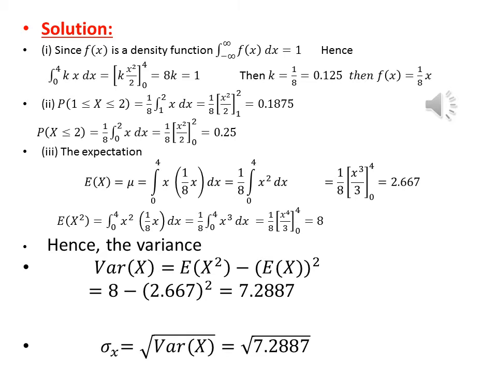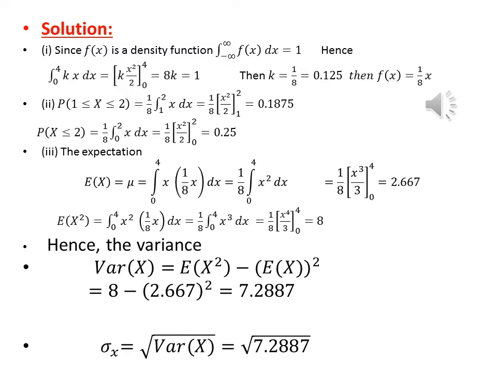To calculate the standard deviation, first calculate the variance. What's the definition of variance? The variance equals E of x squared minus E of x, all squared. So we first calculate E of x squared. E of x squared is the integration of x squared f of x. We do the integration and we get this value.